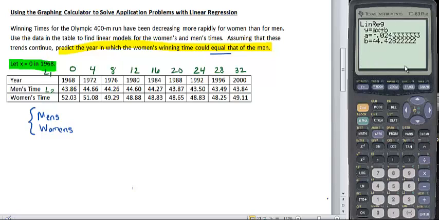This gives me my linear regression equation for my men's times. So I'm going to write that, and I'm going to record as much as I can. So y equals negative 0.02433, and don't forget my variable x, and then plus my y-intercept, 44.428.